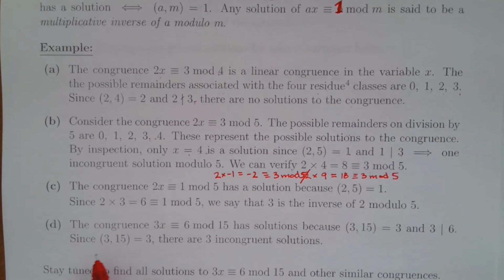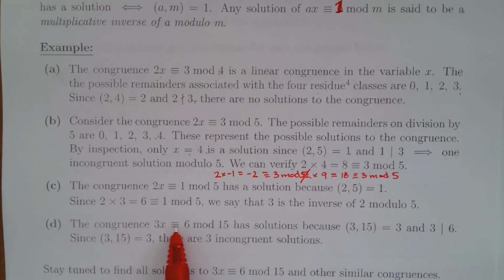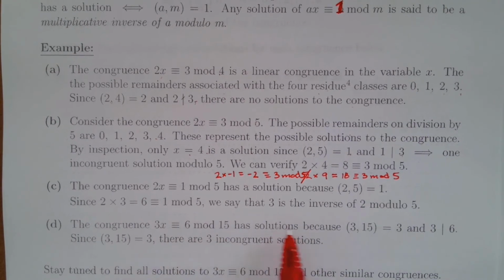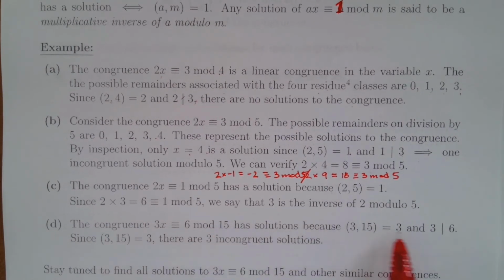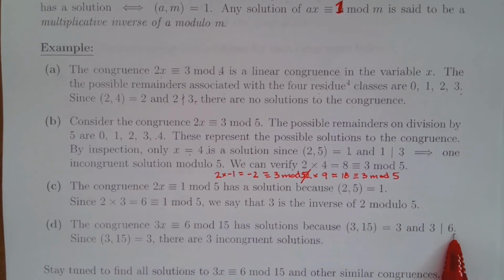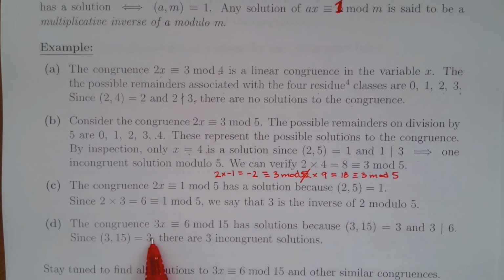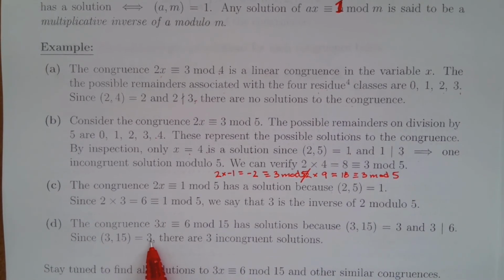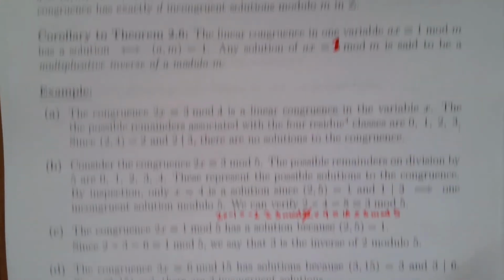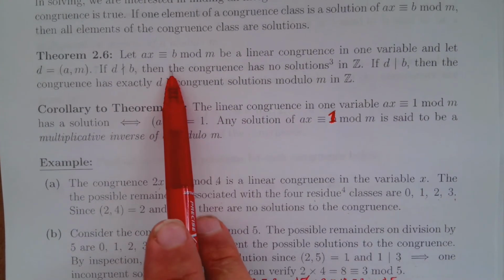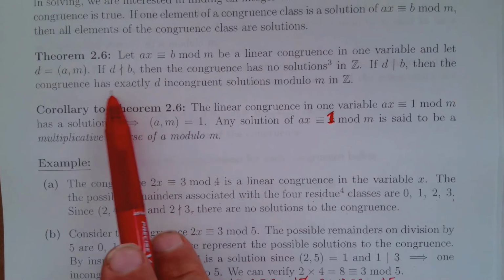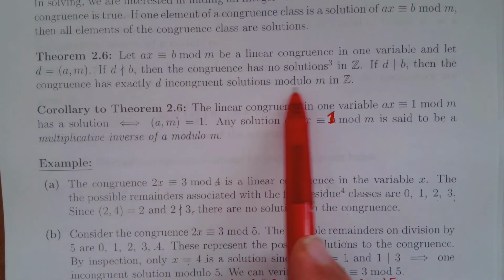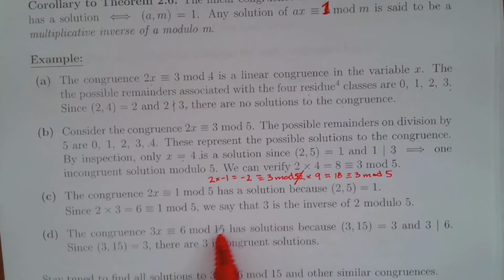And one more. The congruence 3x is congruent to 6 mod 15 has solutions because 3 and 15 have a greatest common divisor of 3, and 3 divides 6. So we have solutions. How many solutions do we have? Well, the number of solutions is the greatest common divisor. There are 3 incongruent solutions. That is the information in this theorem 2.6: if the greatest common divisor d divides b, then the congruence has exactly d incongruent solutions. So there are 3 incongruent solutions.